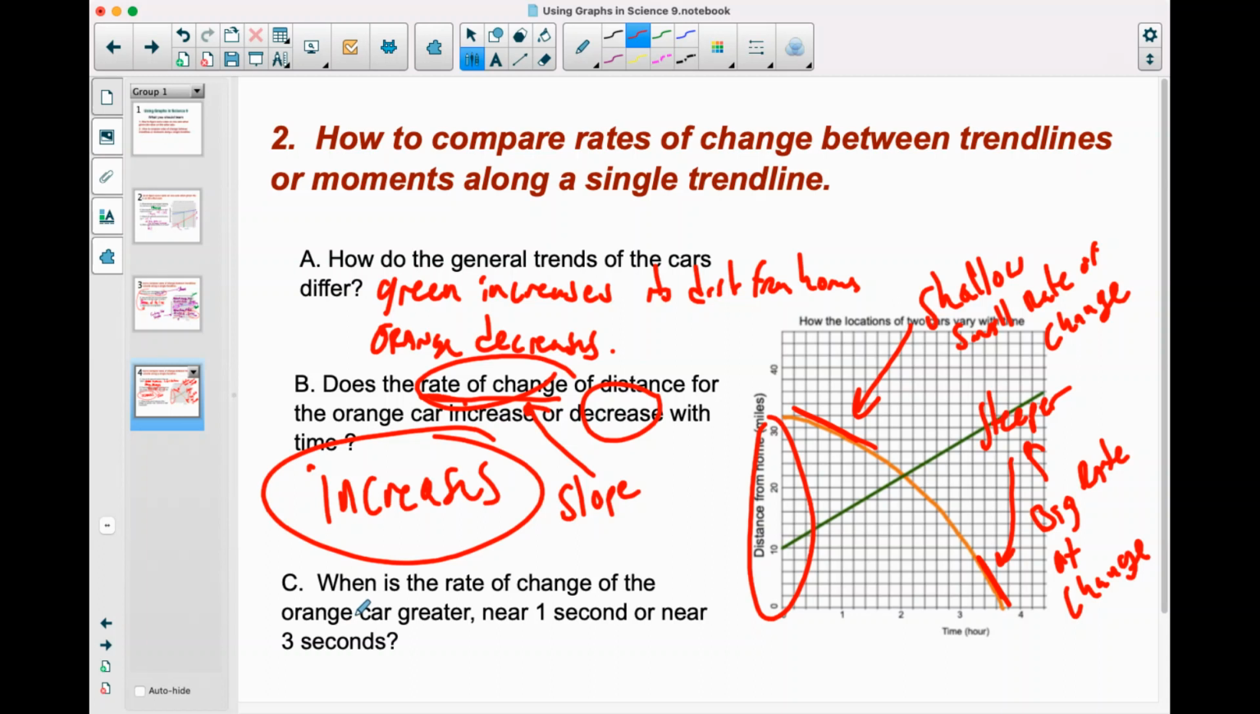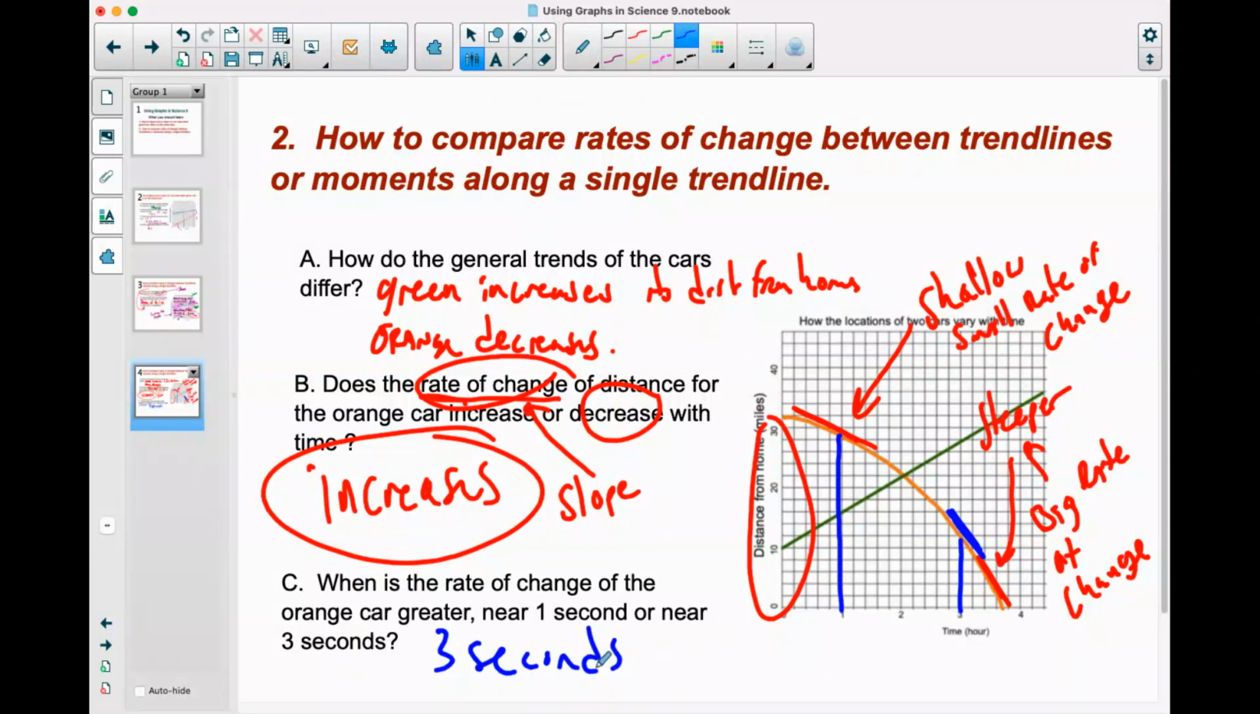Let's look at the last one here. When is the rate of change for the orange car greater, near 1 second or near 3 seconds? Well, I kind of tried to play that out a little bit here. Near 1 second, it's not very steep. Near 3 seconds, it's pretty steep, or at least compared to there. So we're going to say 3 seconds is where the rate of change is the greatest.